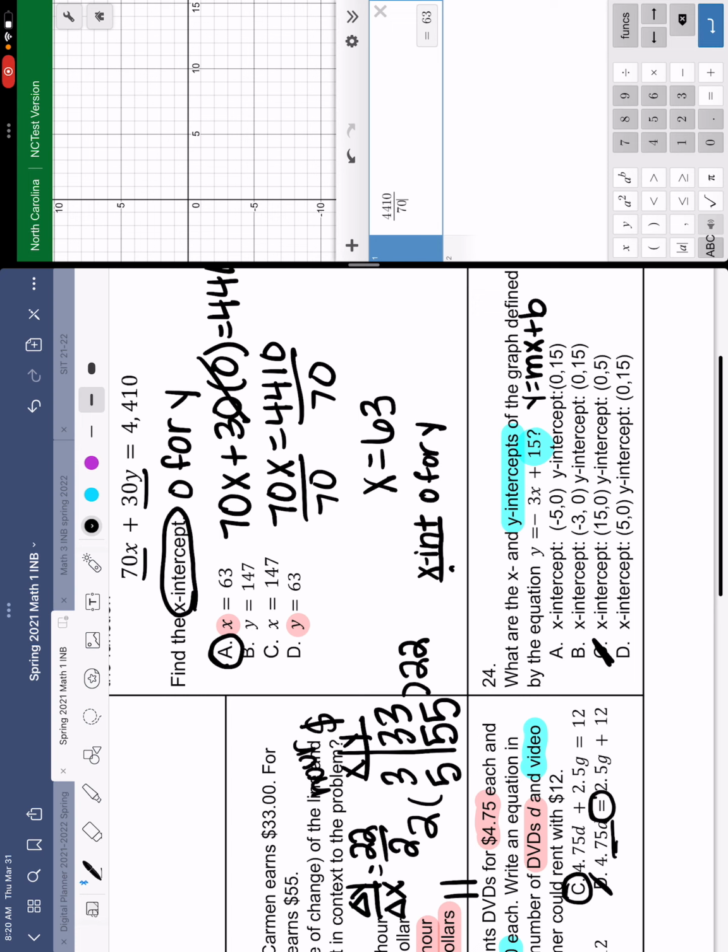So this is going to be 0 equals negative 3x plus 15. So we're going to solve for x here. So we're going to subtract 15. So that's going to give me negative 15 equals negative 3x. And then I'm going to divide by negative 3. And then once I do that, negative 15 divided by negative 3 is positive 5, which would make the correct answer D.